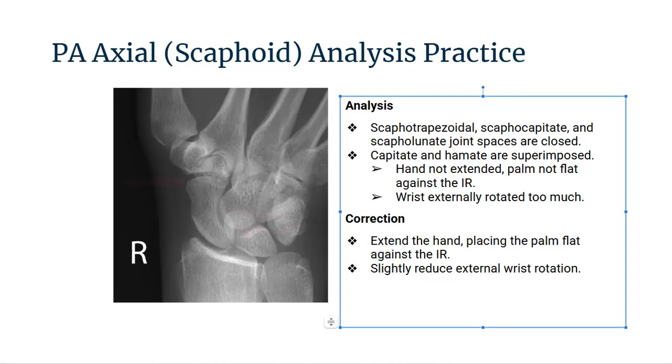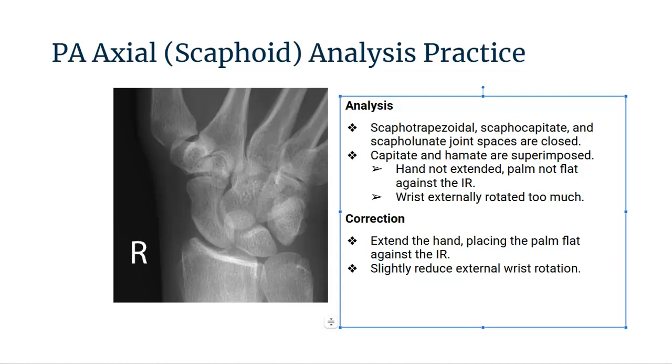We see that the scaphotrapezoidal and the scaphocapitate and scapholunate joint spaces are all closed. This typically indicates that the wrist is not positioned appropriately. We also notice that the capitate and the hamate are superimposed, which is another sign of improper wrist alignment. The hand itself isn't extended enough. The palm isn't flat against the IR, which contributes to these issues. On top of that, the wrist is externally rotated too much, causing some of the joint spaces to be closed and the bones to overlap.